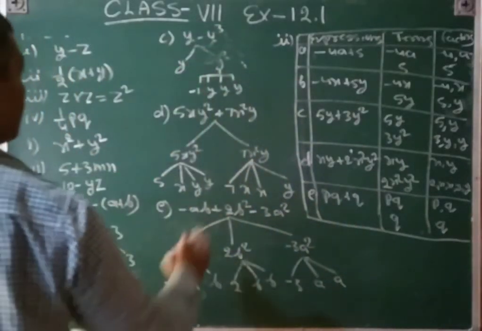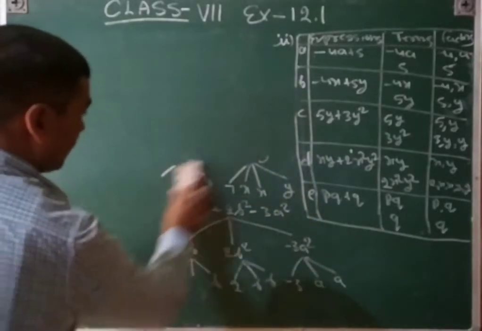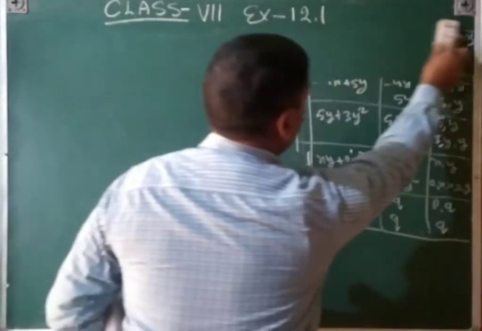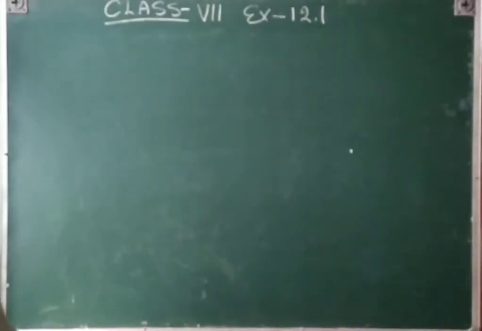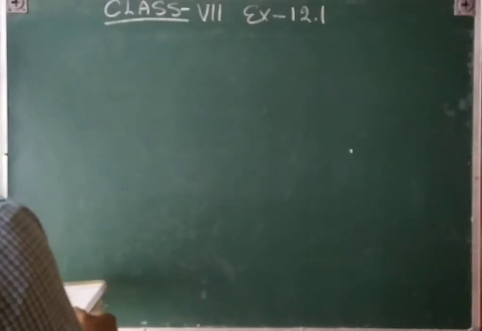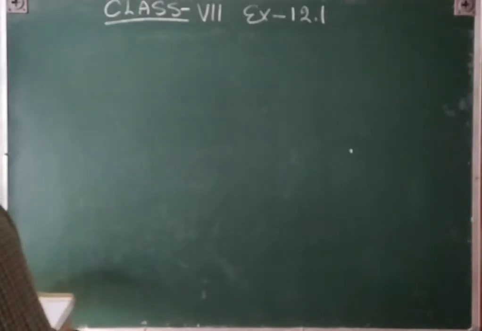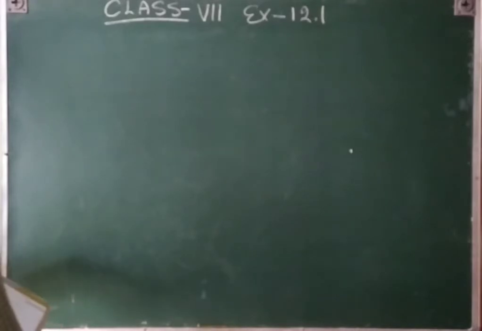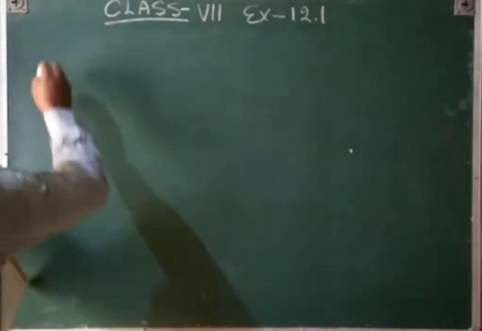Next question is the third question. Identify the numerical coefficient of term in the following expressions. I have left three parts here, F, G, H. You can do that one. Identify the numerical coefficient of the term. So that will be the third question.